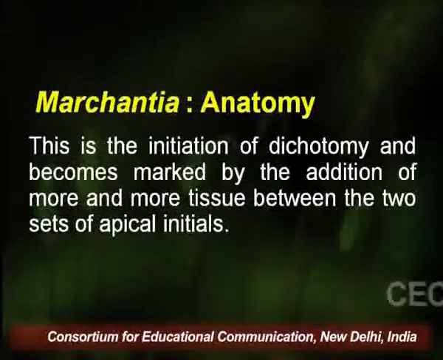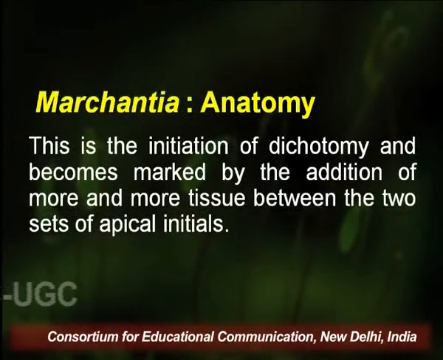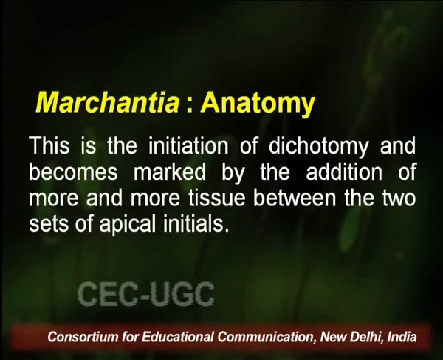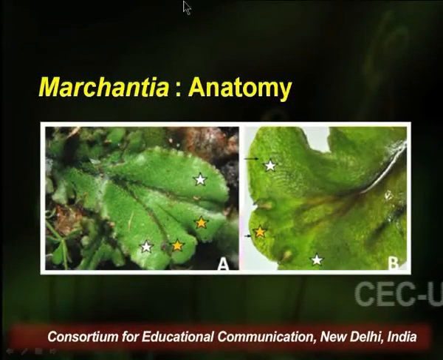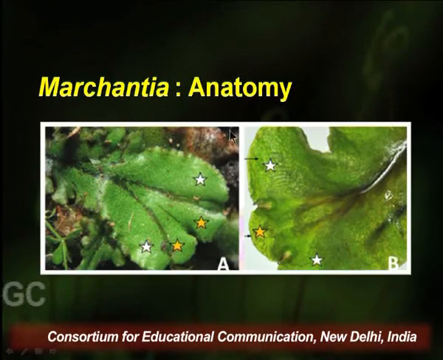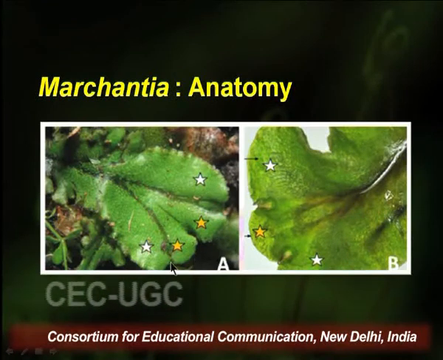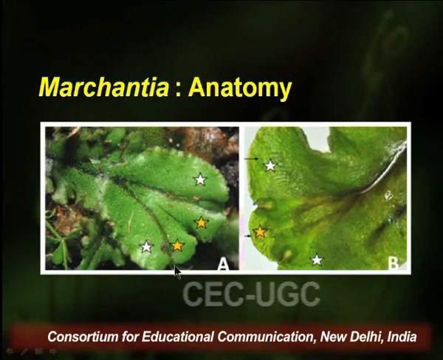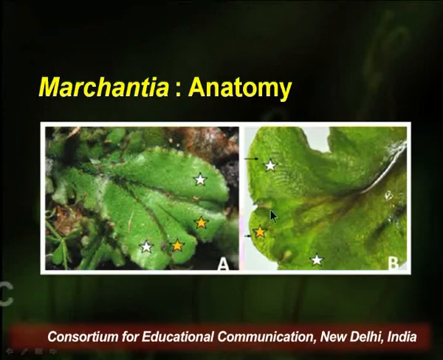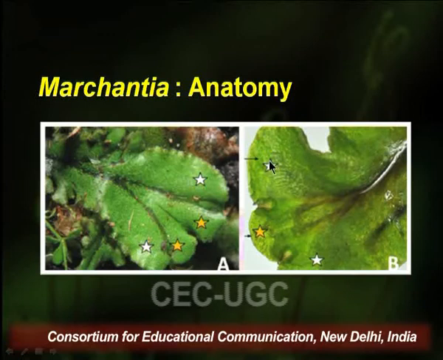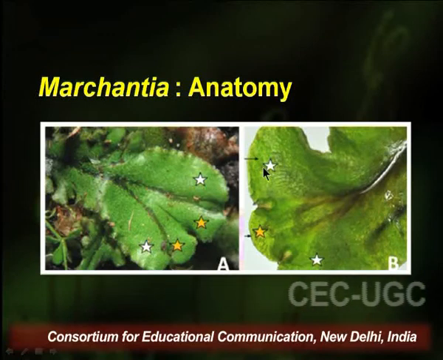This is the initiation of dichotomy and becomes marked by the addition of more and more tissue between the two sets of apical initials. Here in this diagram, you can very clearly see the apical notch where the meristematic cells are found. These star marks represent those areas where we could find these meristematic cells.